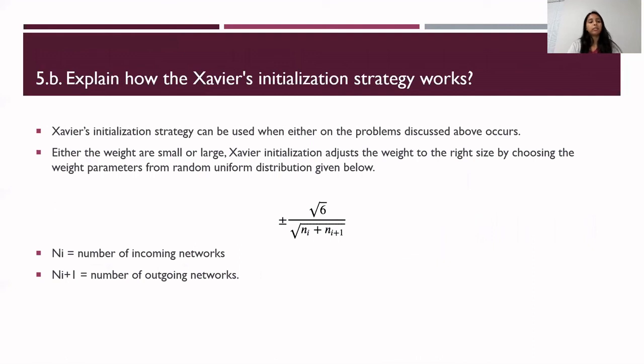That is part two of the fifth question. The strategy of Xavier initialization is as follows. We have two problems: either the weight is initialized with a larger value, or with a smaller value. What Xavier initialization does is adjust the weight in such a way that it is the right weight for our network. This is done by using a random uniform distribution, plus or minus root 6 over root of n_i plus n_(i+1), where n_i is the number of incoming connections and n_(i+1) is the number of outgoing connections. Thank you.